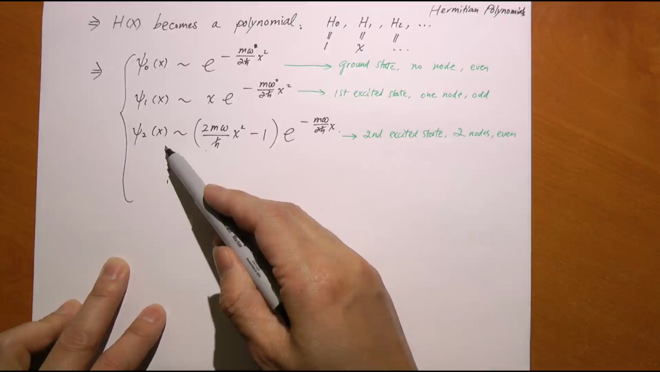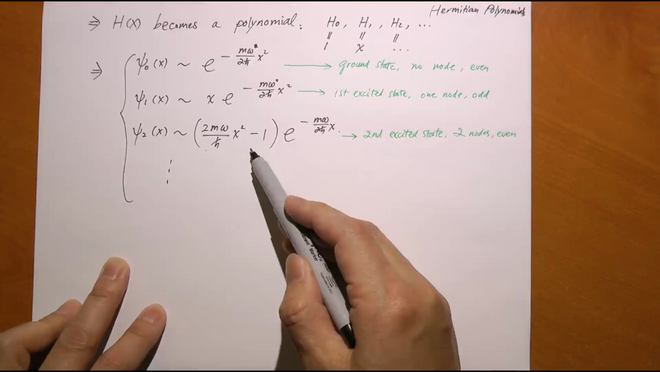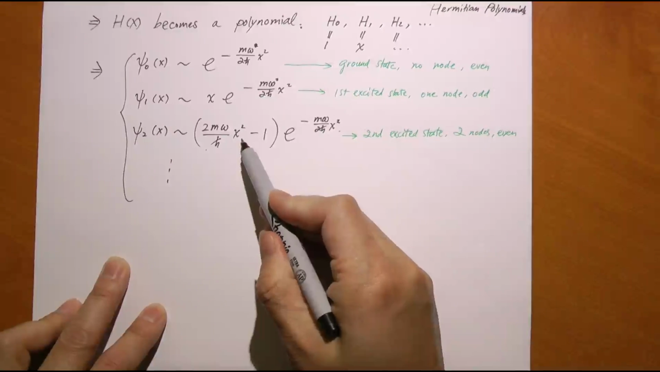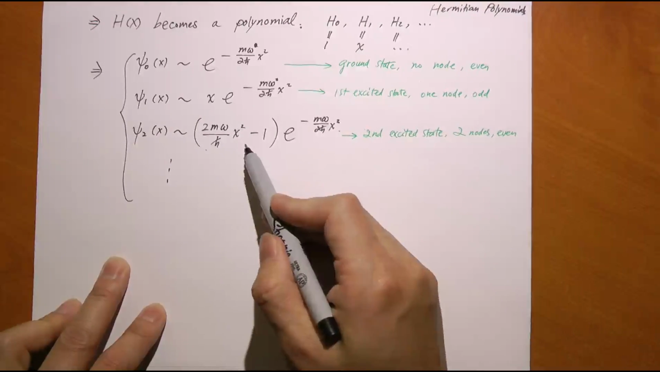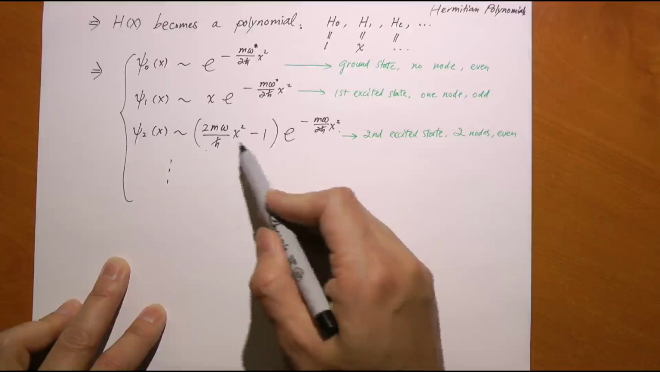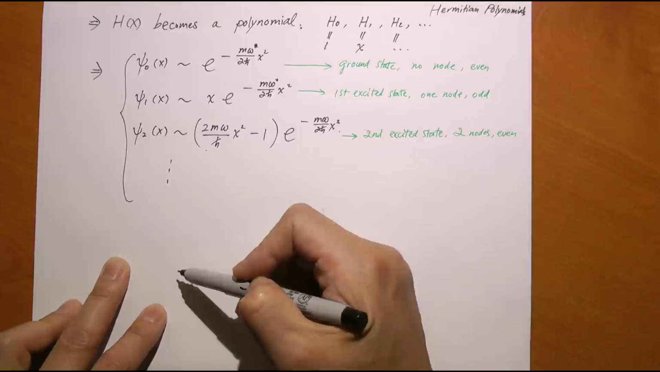The second excited state, h2, is given by this. Given h2, you would have, again, an even function because it's x squared. And there are two nodes, because when you solve for this, x equals plus or minus whatever makes this 0. So there are two nodes. And this goes on and on and on.